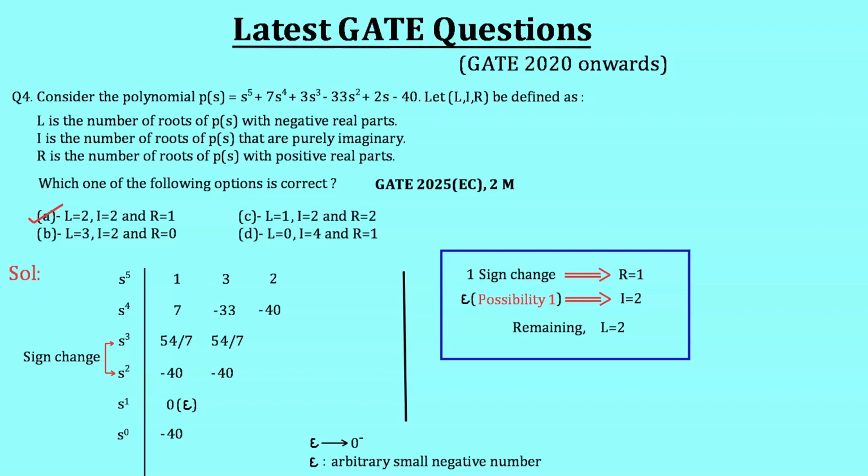This question is a good example where we are supposed to take a negative value of epsilon. You should always remember, it is not necessary that every time the value of epsilon has to be taken positive. Here also we have taken the value of epsilon negative. I hope you will keep that in mind.